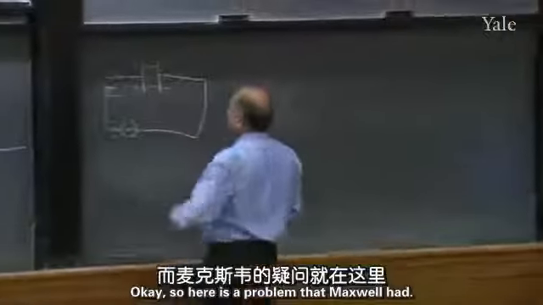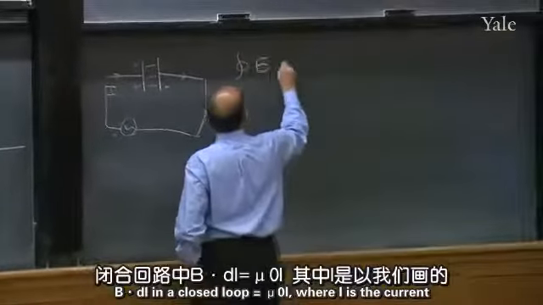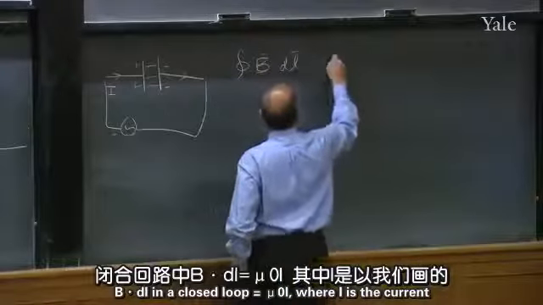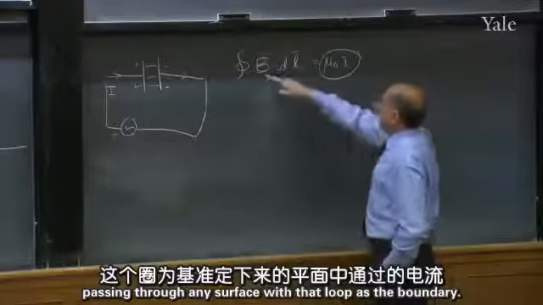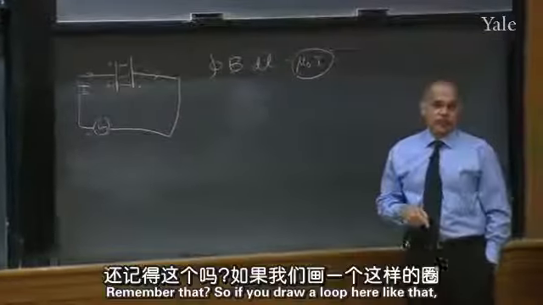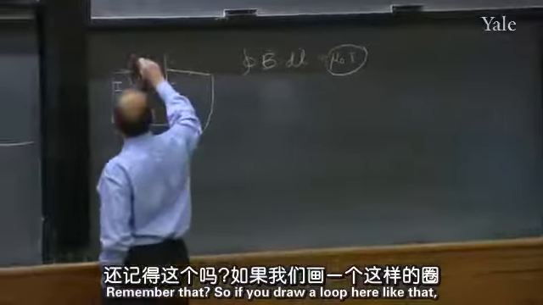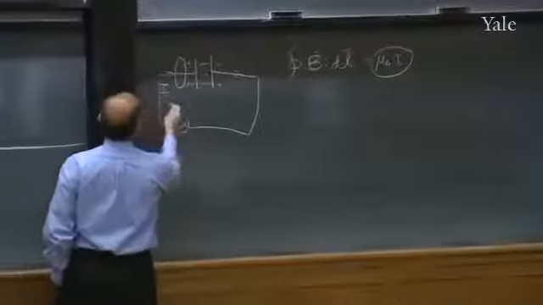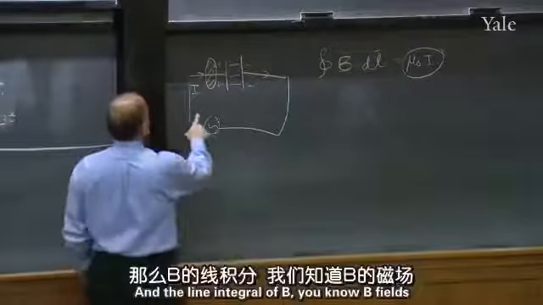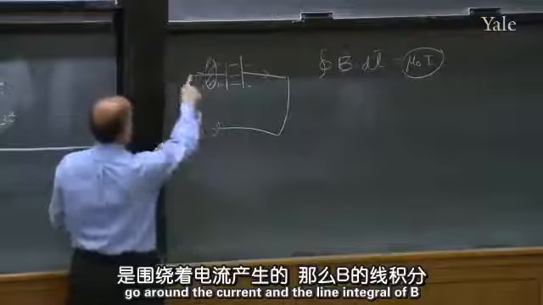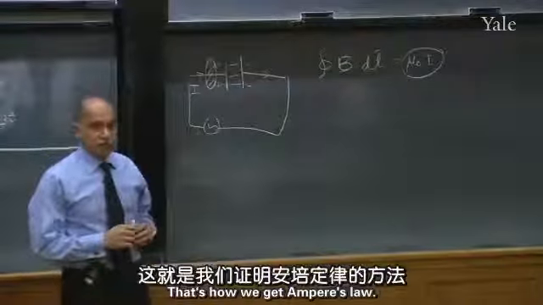Okay, so here is the problem that Maxwell had. He says, let's look at this equation, the closed loop integral of B dot dL equals mu 0 I, where I is the current passing through any surface with that loop as the boundary. Remember that? So if you draw a loop here, like that, then some current is crossing that shaded surface. You know B fields go around the current, and the line integral of B around the loop will be the current crossing that shaded surface. That's how we get Ampere's law.